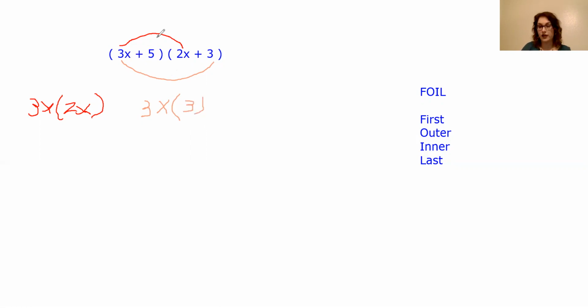And then we're going to do our inners, which is, you might be able to guess this, the terms that are the most inside on the parentheses. So the 5 is the closest to the middle, and the 2x is the closest to the middle for each set of the binomials. So we'll multiply the 5 and the 2x. And then last but certainly not least, we have our lasts. And that would be the last term of each set, which is our 5 and our 3. So we'll multiply those out. And at this point, you can see that we have accounted for all of the terms within our binomial sets.